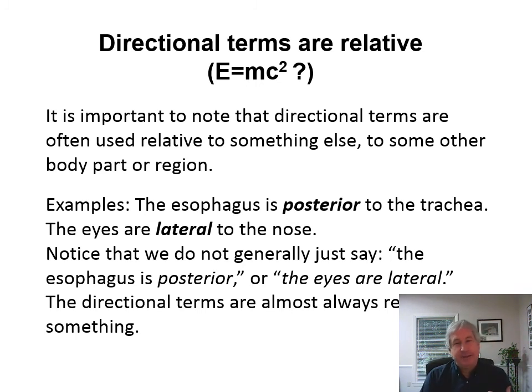So just remember they're always in relation to something else. So the esophagus is posterior to the trachea. The eyes are lateral to the nose. So the nose is here, okay? And the eyes are lateral. So the eyes are lateral to the nose. The nose is medial to the eyes. So the esophagus isn't just posterior, the eyes are not just lateral, the eyes are lateral to the nose. So the directional terms are always referring to something else.